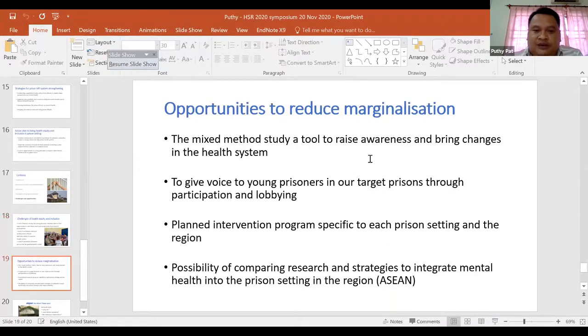So not only challenges, but we also find some opportunities as well. We consider our mixed method study a main tool to raise awareness and to bring changes in the prison health system in Cambodia. And we also consider this a chance to give voice to the young prisoners to be heard. And we also plan an intervention program that's specific to each prison setting as well. Thank you very much.